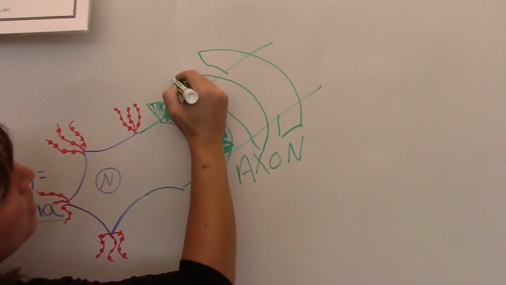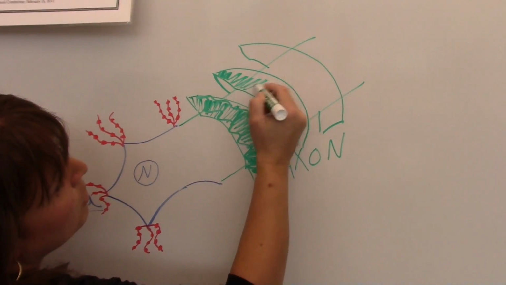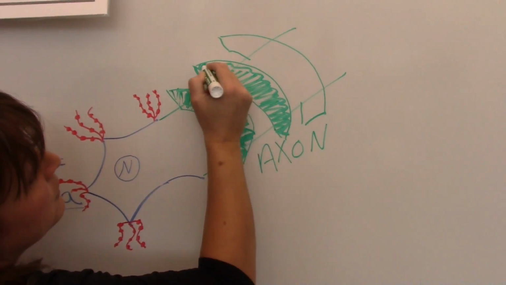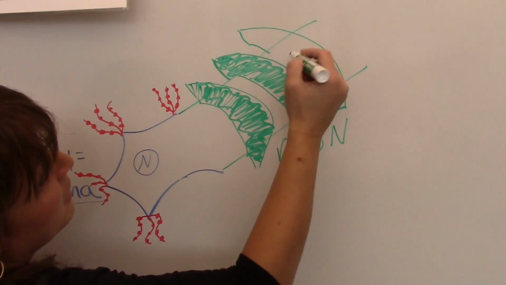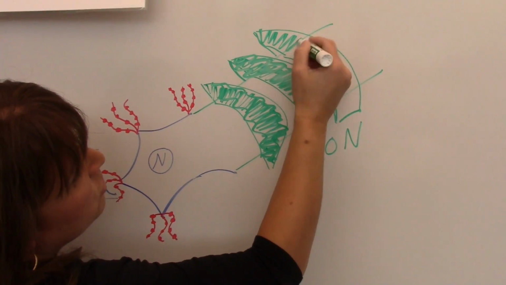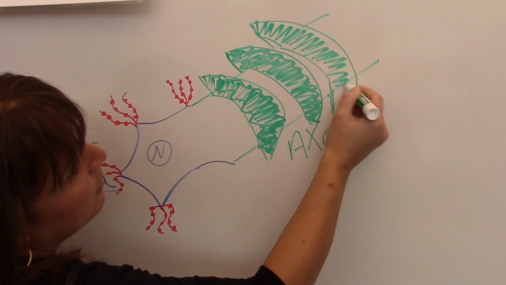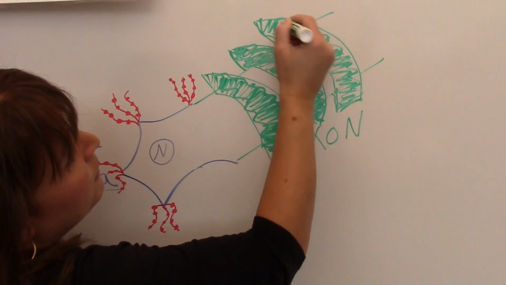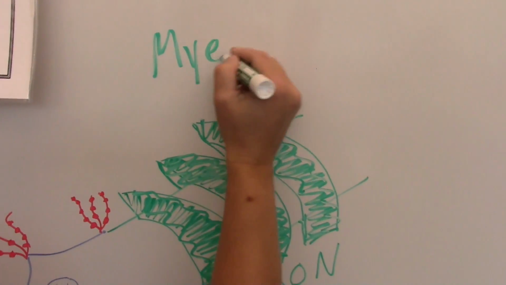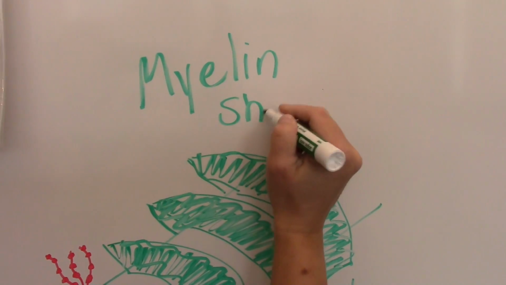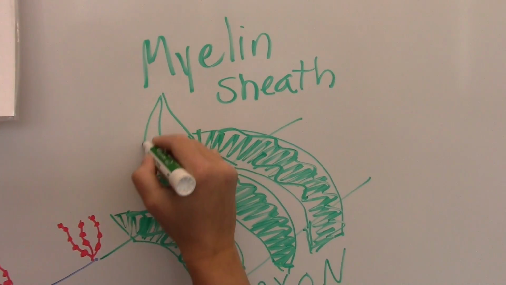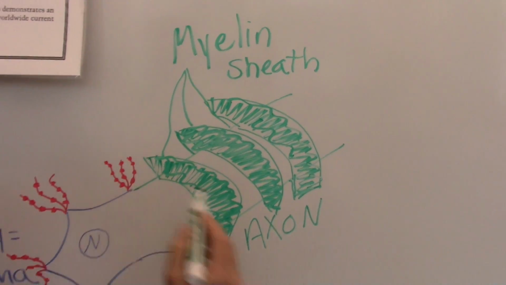Now, deterioration of the myelin sheath contributes to such diseases as MS, multiple sclerosis, in which the person's movement is not smooth because the message cannot go across the myelin sheath as efficiently. So this here is the myelin sheath, sometimes just called the myelin.